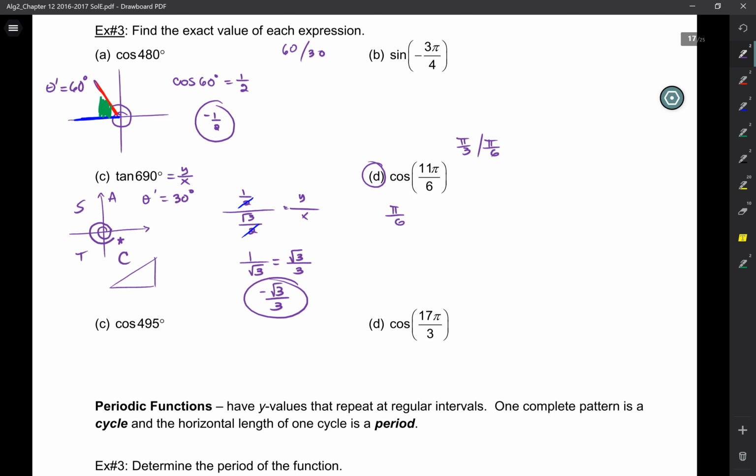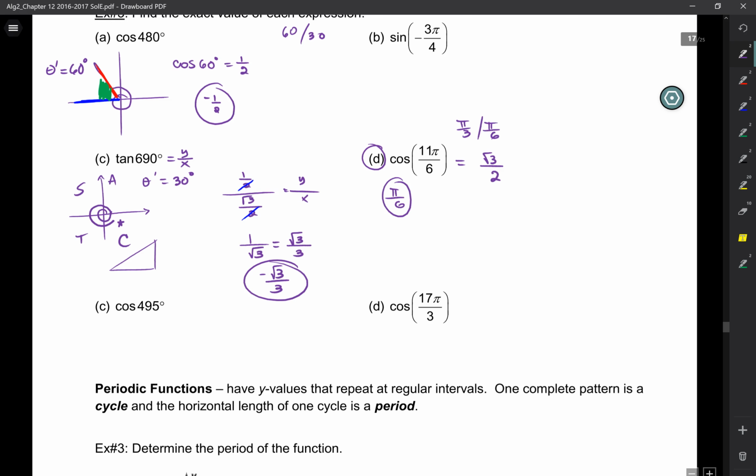So which side does it face? It faces the smaller side of the 1/2. So if it faces the smaller side of the 1/2, how much is this one? √3 over 2. Now, is cosine the vertical or the horizontal? The horizontal, so it's going to be the √3 over 2. Is pi over 6 the larger or the smaller angle?